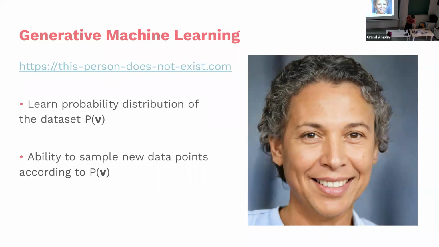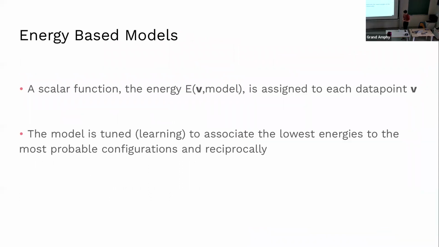But we will not talk about generative adversarial networks, but more about energy-based models, which are information-based models that come from statistical physics, in which you define an energy function E, which is a function of the data, the training datasets, and of the model parameters, and in which you want to associate the lowest energy to the most probable configuration in your dataset, and reciprocally, as in a physical model.